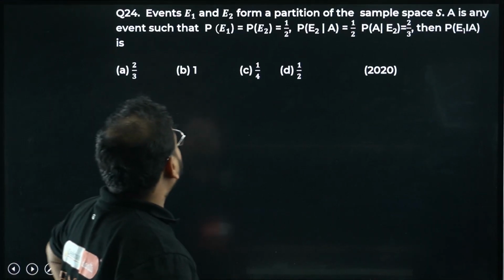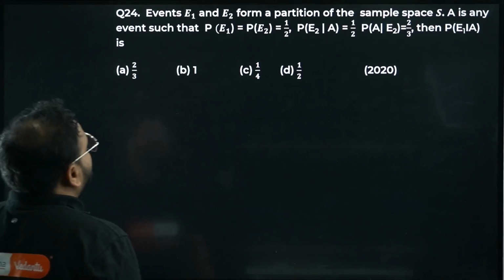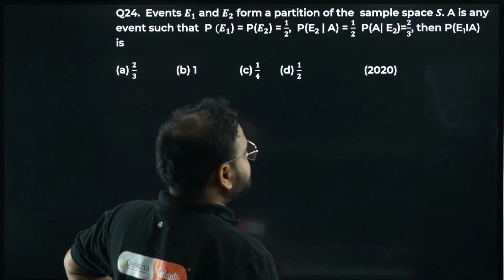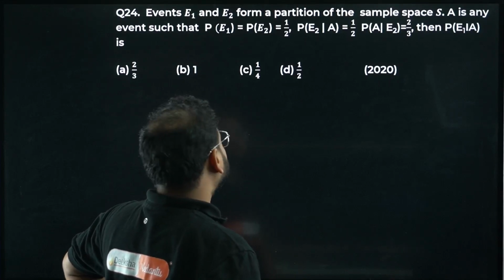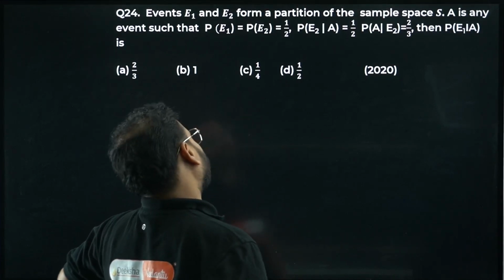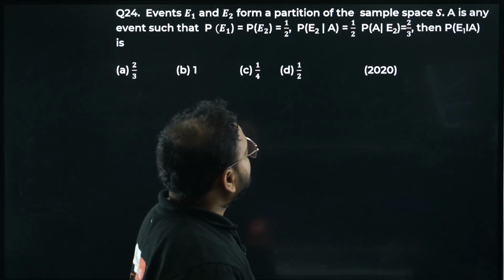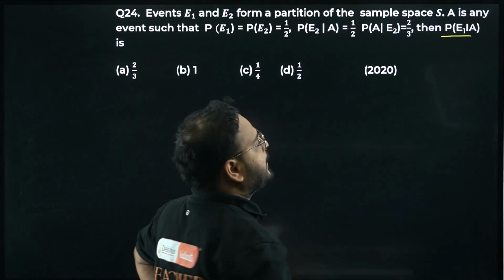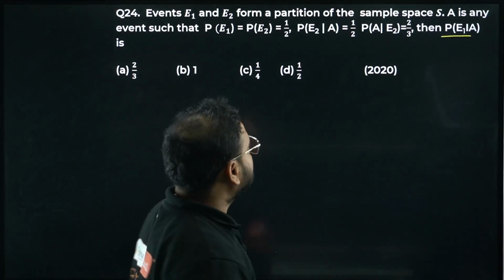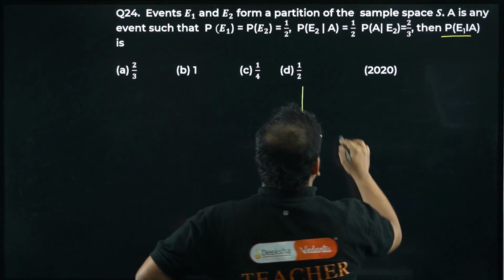24 now. Events E1 and E2 form a partition of the sample space S. A is any event such that P(E1) and P(E2) are both 1/2, and P(A|E2) is given as 1/2. They're looking for P(E1|A). I have to use Bayes theorem here. That's a very good question.